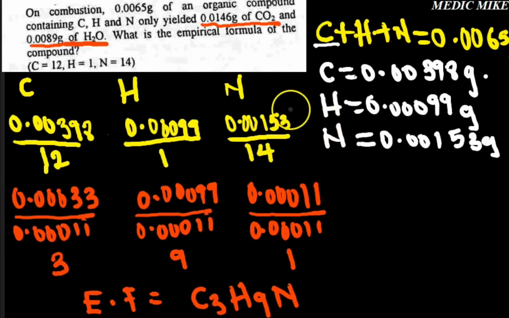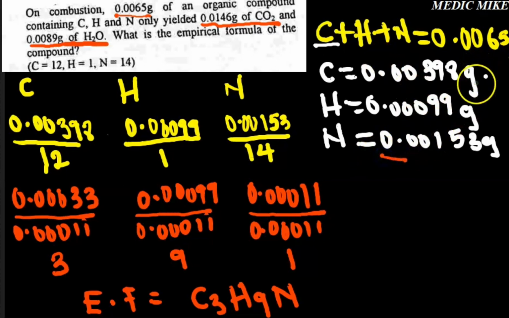So I'm just going to recap how we got our answer. We had to first find the respective masses of carbon and hydrogen using simple comparison between CO2 and water H2O respectively, and then we summed up our values, which we calculated for both carbon and hydrogen, and we subtracted it from our total mass, which is 0.0065 gram of the organic compound that went into reaction, and then we got our mass of nitrogen over here.